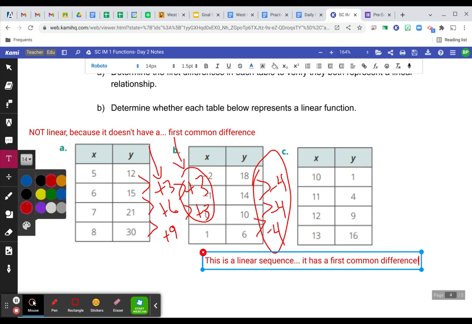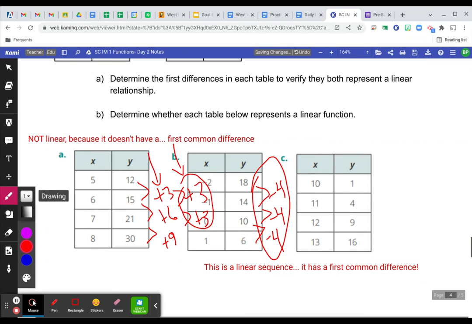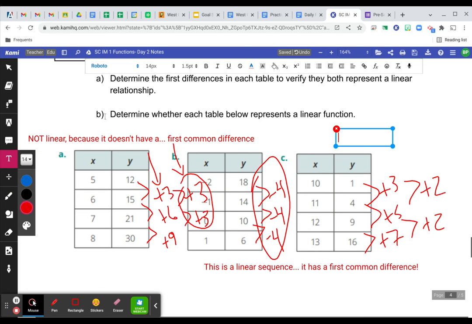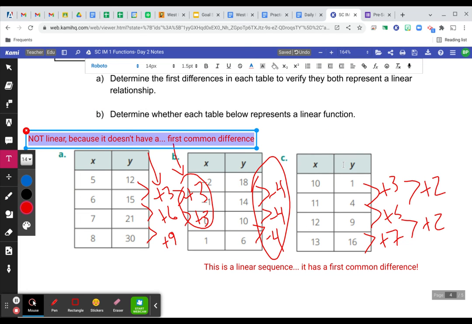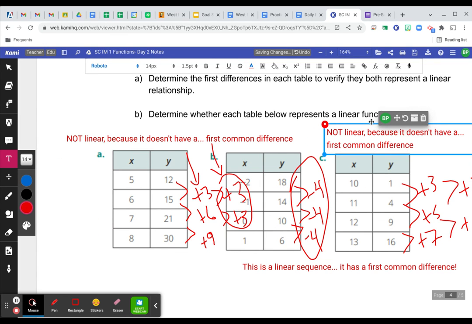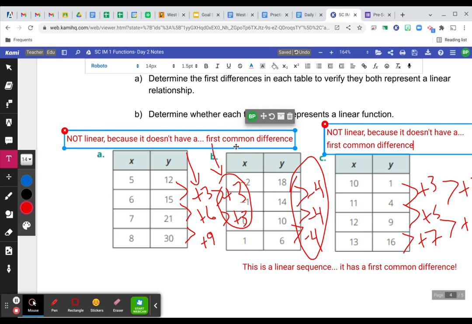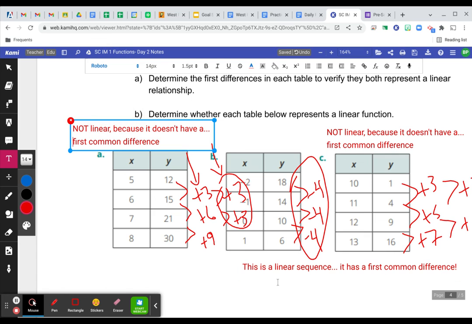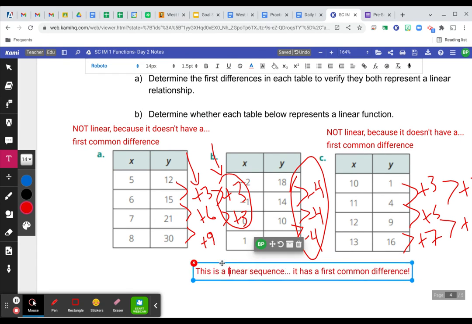Now, if you check this next one, same thing's happening here as A, kind of. It looks like we're adding 3, adding 5, adding 7. That is not a first common difference. Once again, that is actually a second difference. Again, you're going to have to wait until IM2 to dig more into that. But for now, you can at least determine that this right here is not linear because it does not have a first common difference. Okay, the only one that's linear here is B. And again, why? Because it has a first common difference.